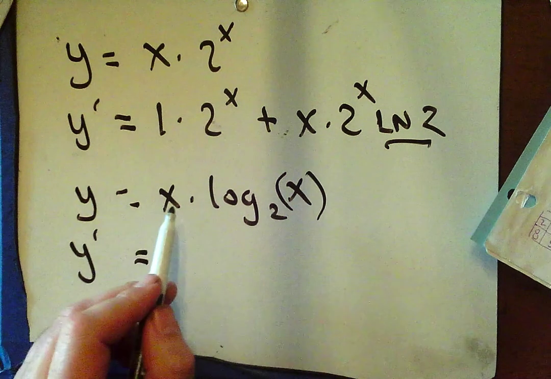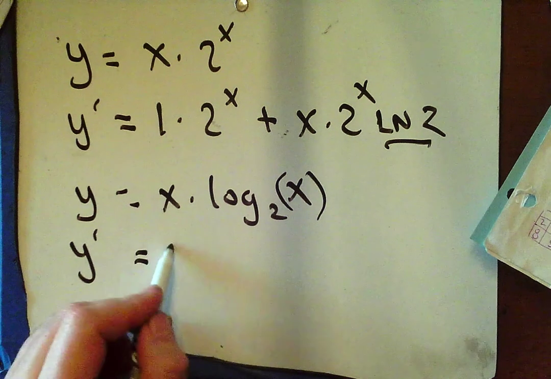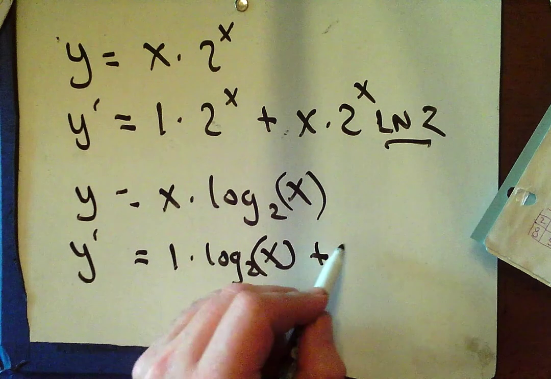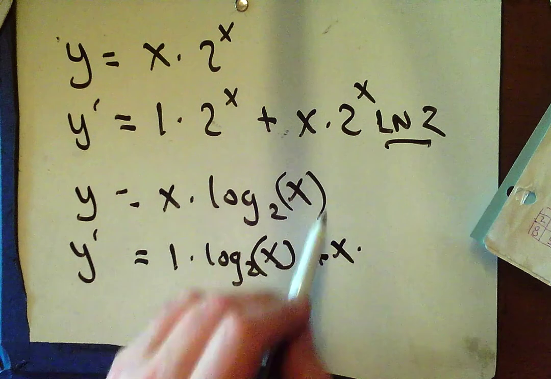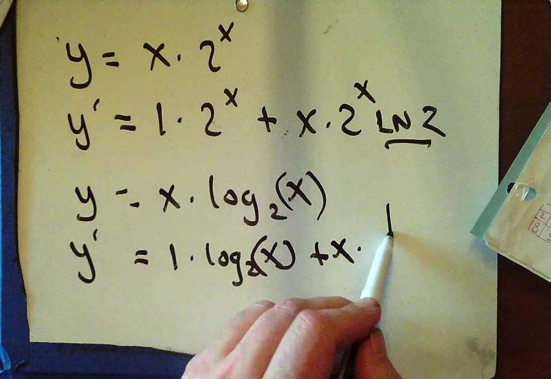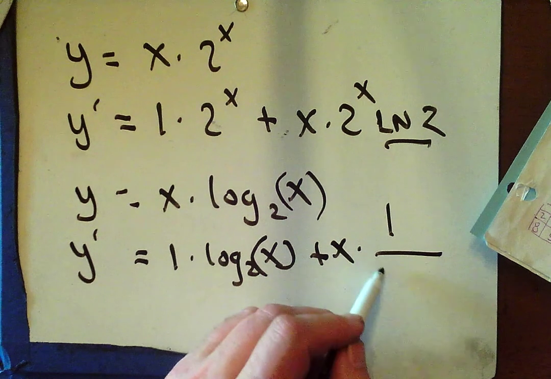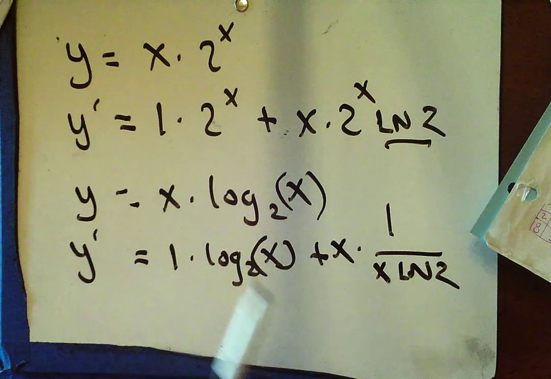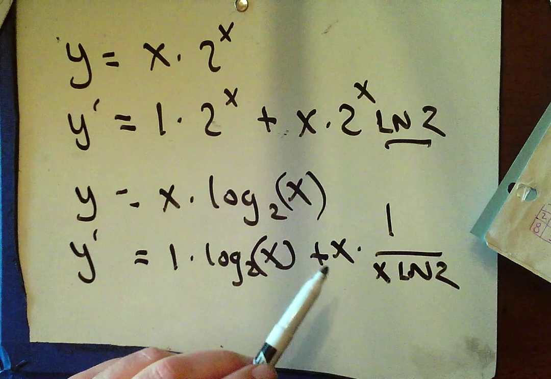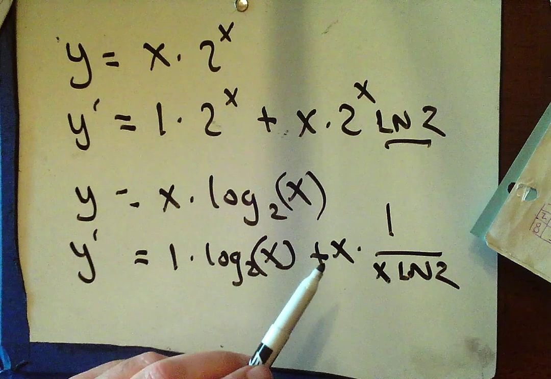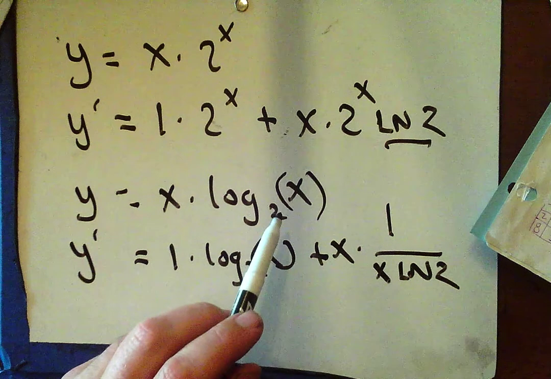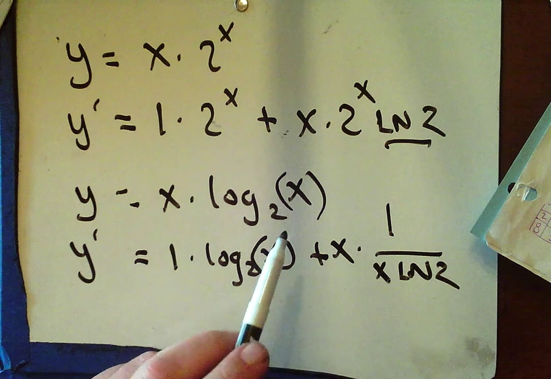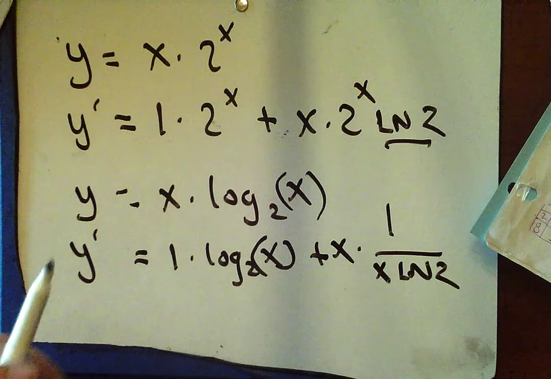Okay, so derivative of this times that plus that times the derivative of this. Remember, the derivative of this is 1 over x ln 2. And if you don't remember that, you might want to go back. We went over these in the second part, part 2 video from assignment 53.